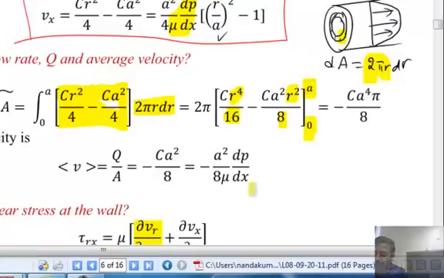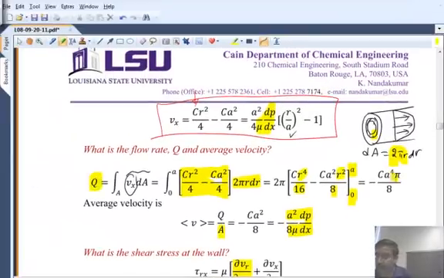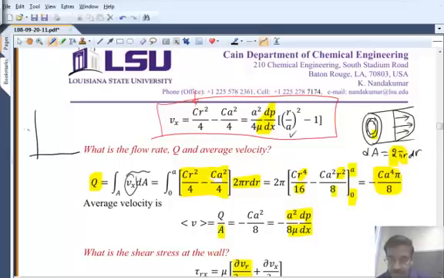When you substitute that, it simplifies to a squared dp dx over 8 mu. I am, of course, dividing by the total area, pi r squared, to get the relationship between the average velocity and the pressure drop, or you can write it as flow rate and pressure drop. That is a linear relationship. So that's a very nice result, because what it says is, if I plot, say, Q and dP, I'm going to get a straight line.